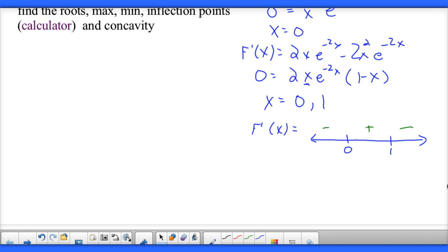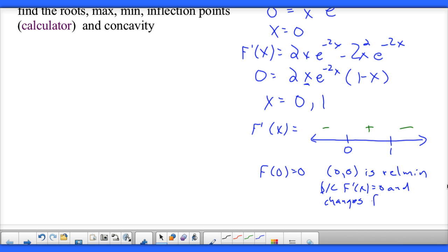Now, let's find f of 0. We'll find its y value. It's going to be 0. So the point (0, 0) is a relative min because f prime of x equals 0 and changes from negative to positive.